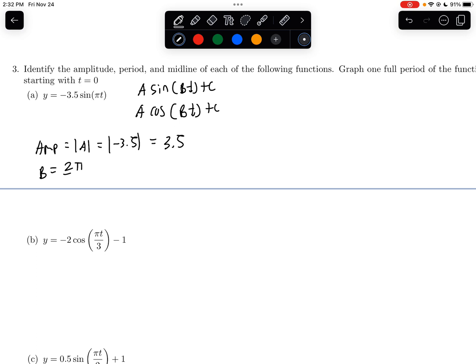B is 2 pi over p, which means that p is 2 pi over b. And b is pi here, so its period is 2. So these are your answers, right? The amplitude is 3.5, the period is 2, and the midline value is the constant on the end, but it's 0. So y equals 0 is the midline.